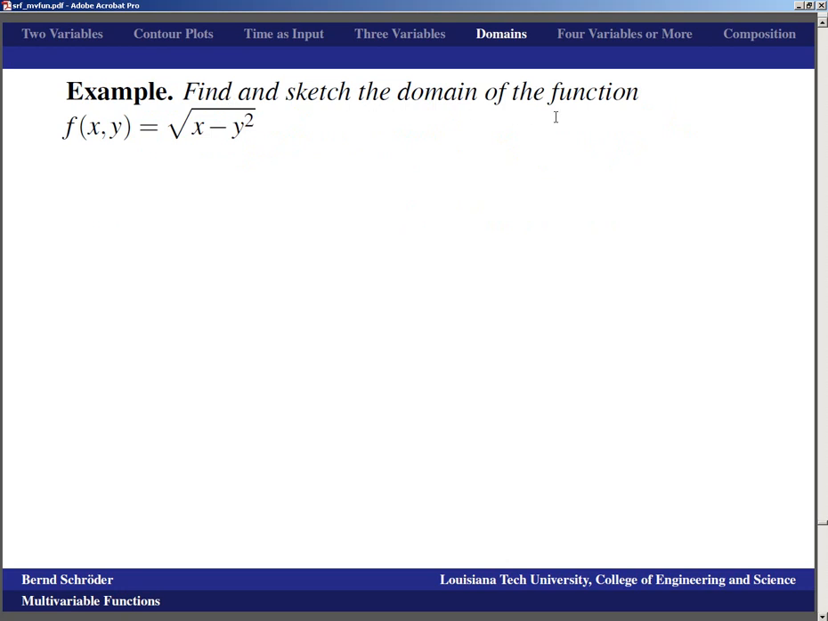So if we were to find and sketch the domain of the function of two variables f of x y being the square root of x minus y squared, well, what do we know? The only things that can go wrong with domains are divisions by 0, which don't happen here, or that you've got negatives under even roots, and so we must make sure that x minus y squared is greater or equal than 0. Well, that means that x is greater or equal than y squared, and so that means the demarcation line in a regular x y coordinate system, of course the domain is a two-dimensional object now.